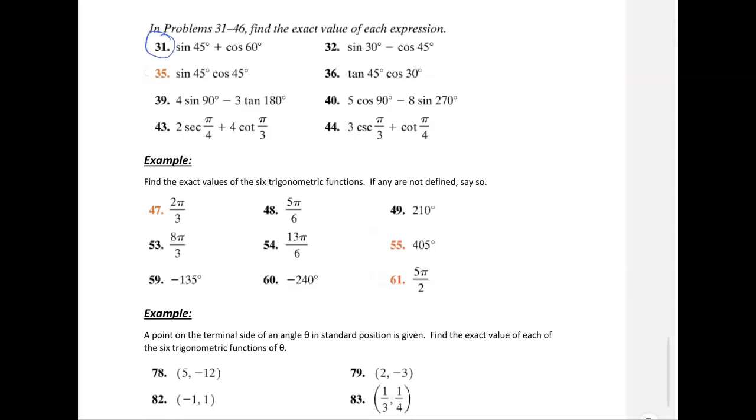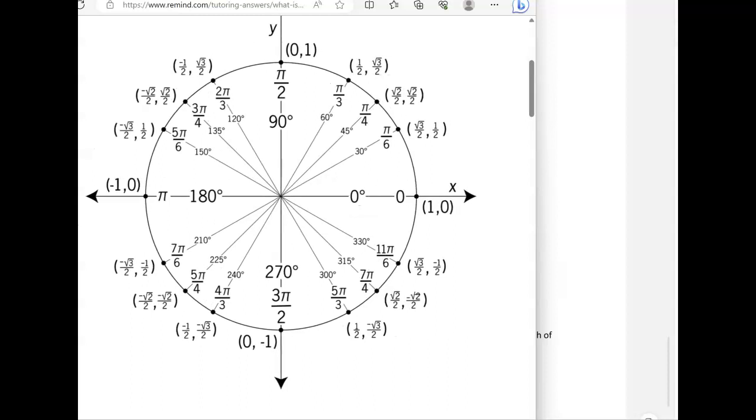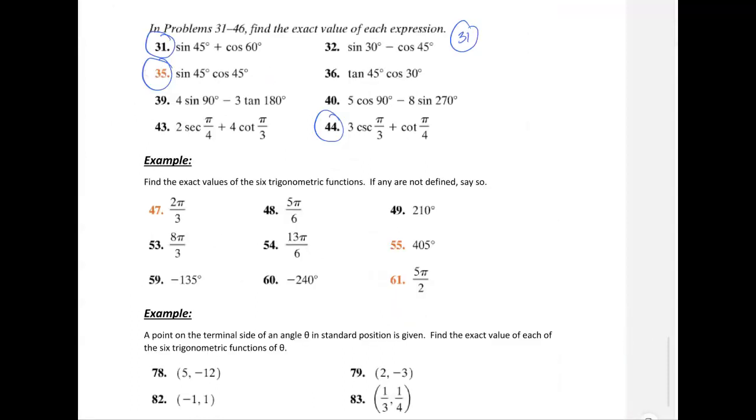We're going to look at 31 and 35 and 44 here. So in 31, we're looking for sine of 45 plus cosine of 60. So everything is going to go back to that unit circle. So here's my unit circle. I'm looking for sine of 45. So here's 45 degrees. And I'm looking for sine. Sine is the y coordinate. Remember, it's y divided by the radius, but since my radius is 1 on the unit circle, it's really just going to be the y. That's all I need to think about there. So it's going to be sine of 45 degrees is the y coordinate.